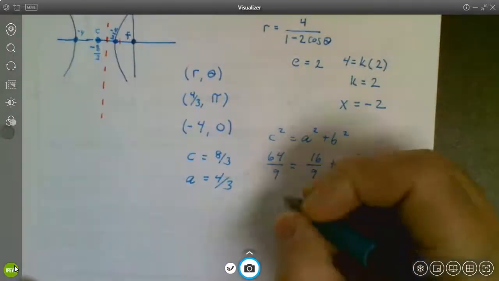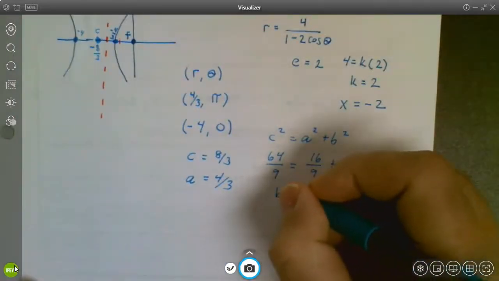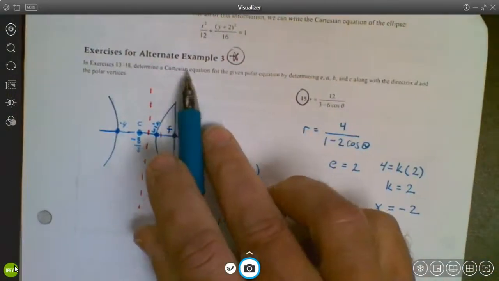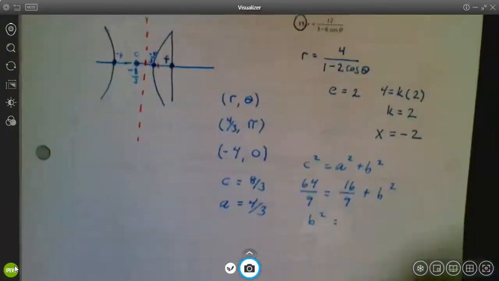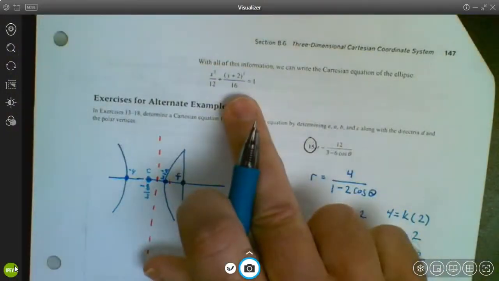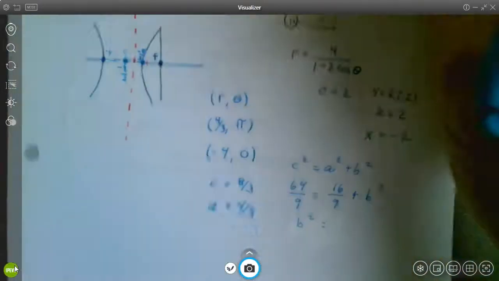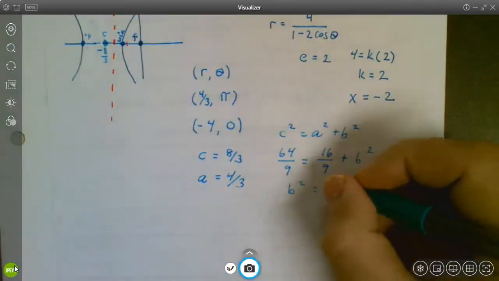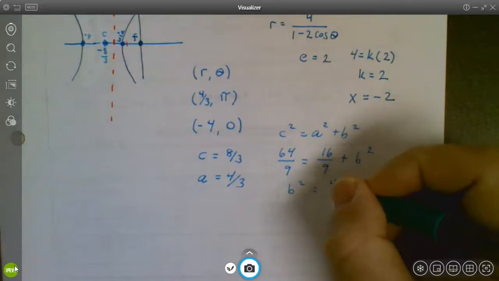But realistically, I actually want it as B squared because we're going to be using this to finish this off by writing the Cartesian equation, which is like the general form like this that we were used to seeing with x and y. And so that's why we need to come up with B squared as 48/9.